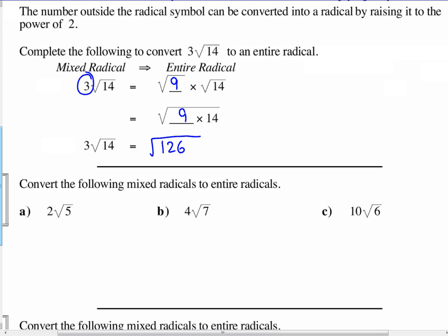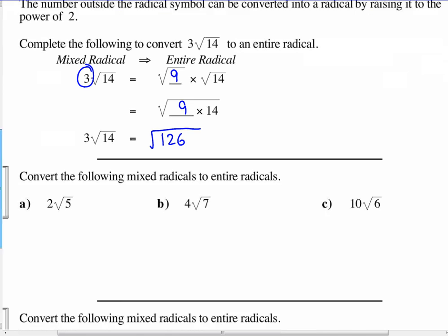Tell me if I'm wrong, okay? Because that happens. Good? I did 90 times 10 and 90 times 4 and then added them together. It's the easier way. Okay?